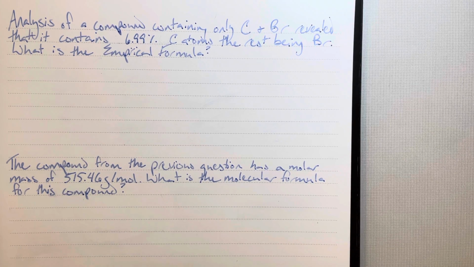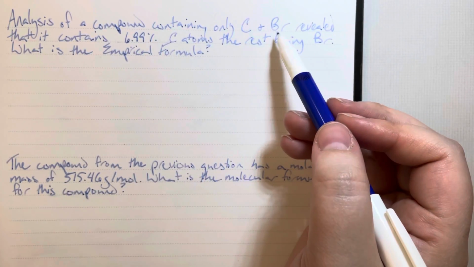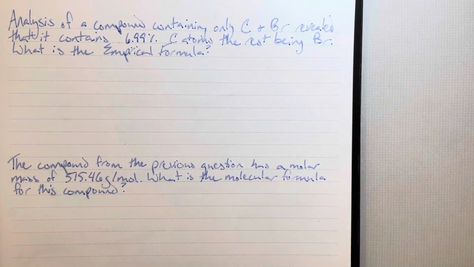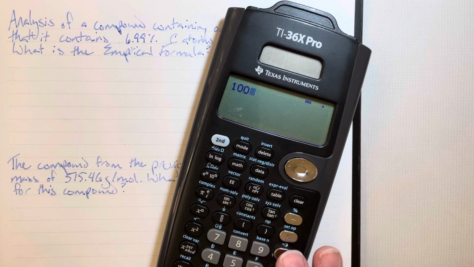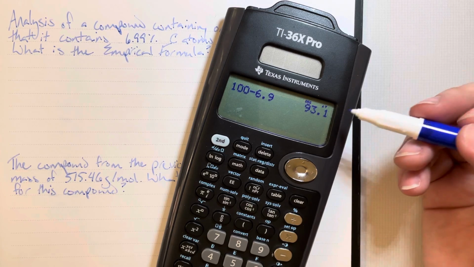The first thing that I'm going to do is notice that I don't have a percent for bromine. However, I do know that percents need to add up to 100. So if I just subtract 6.9 from 100, I will get my percent of bromine, which is 93.1.